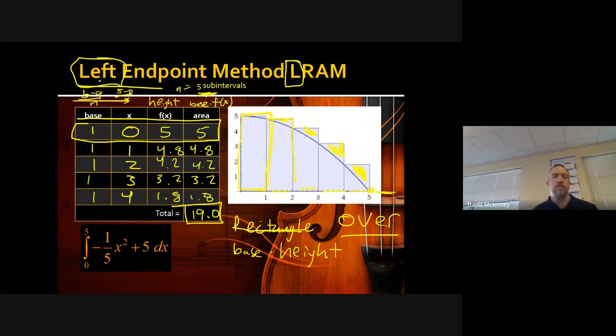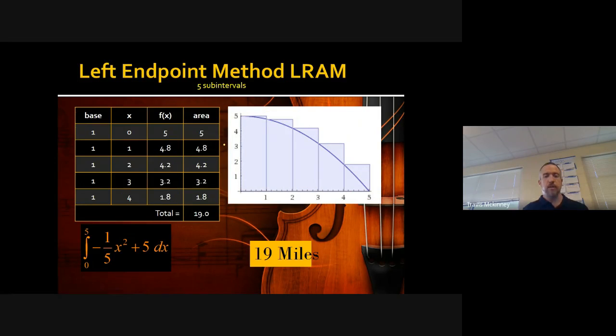Now, don't memorize that left is always an overestimate, because that's not always true. If it's decreasing, then that'll be true. But if it was increasing and we drew rectangles on the left side, they're going to be under the curve. And we'll see more examples of that later on. But for now, this is an overestimate, because each of these rectangles is getting more area than is actually underneath the curve. All right, so questions on that first one?